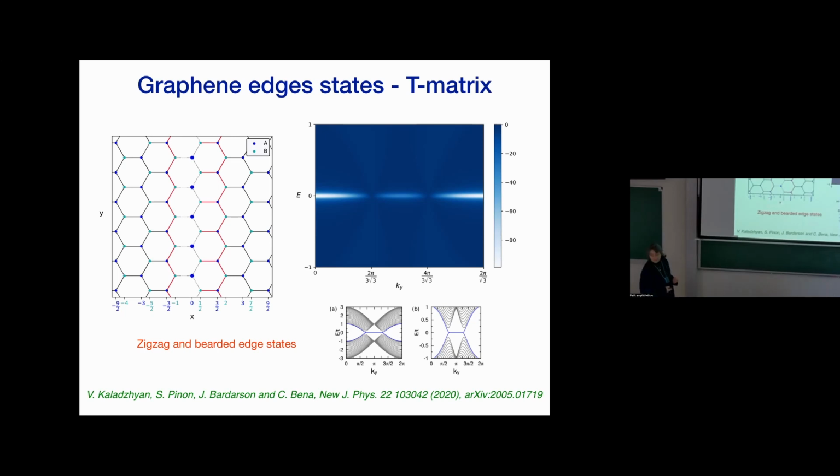And this is a semi-infinite ribbon, but like I said, I could put two edges, and then I can recover the finite size ribbon also.